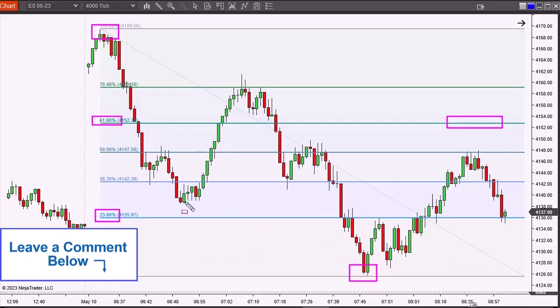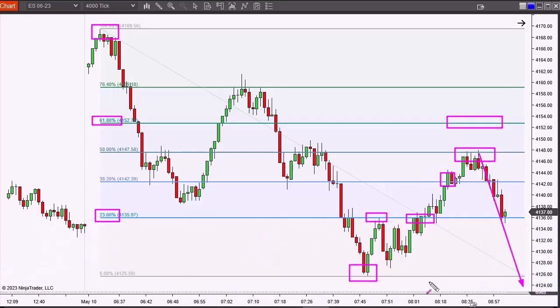But what we do get to is the 23.6 here, and then we kind of hover around here, and then we kind of hover around the 38.2, and then the 50 is where it finally puts in its high. If I showed you more of the chart, it actually goes careening down and actually breaks that low.